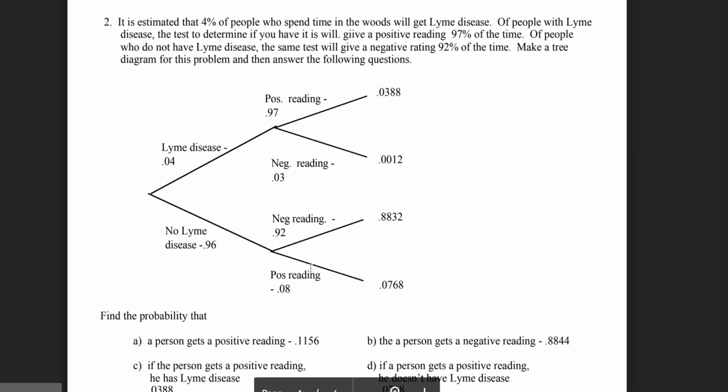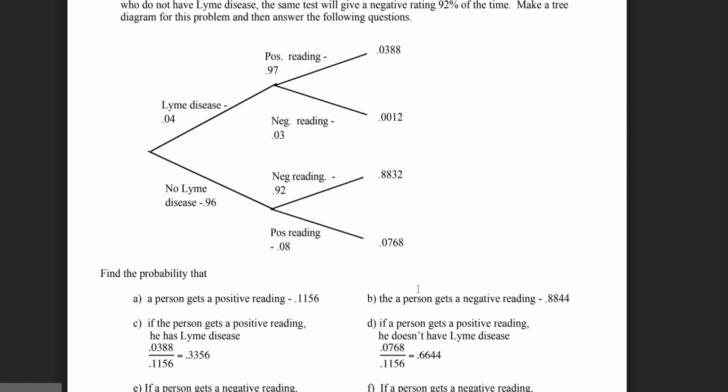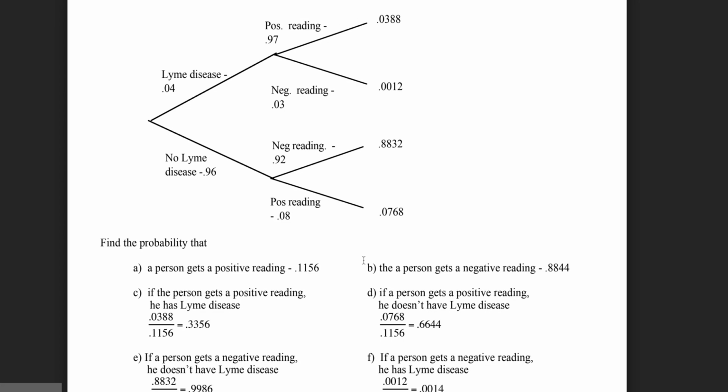But in general, you've got to put everybody together, right? So let's look at the questions. What's the probability a person gets a positive reading? So say you go in and you think maybe you have Lyme disease, but you don't really know. That's why you're taking the test. So you don't know which of these two categories you're in. That's another good reason why we have to group these together.